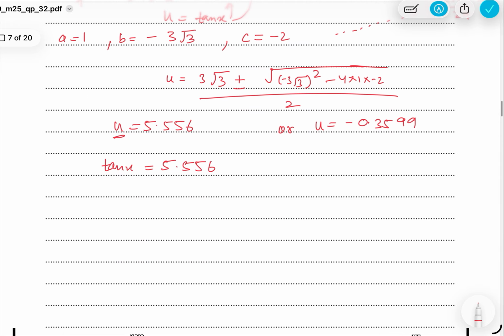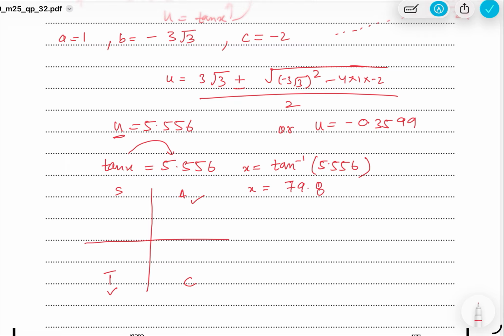Okay. Now, how can we solve this one first? We will draw add sugar to coffee. Write it like this: add sugar to coffee. Now we can see clearly that the value of 10 is positive. And where is 10 positive? 10 is positive here and 10 is positive here. Now put in your calculator x equals to 10 inverse 5.556. After putting it in your calculator, you will get the value of x as 79.8 degrees.